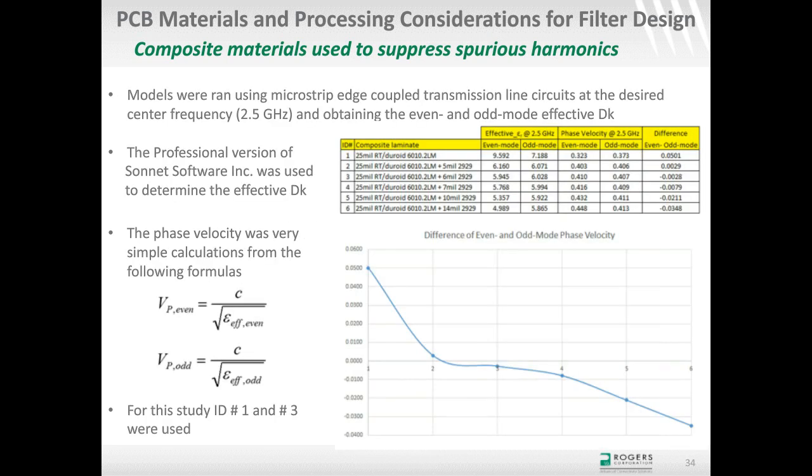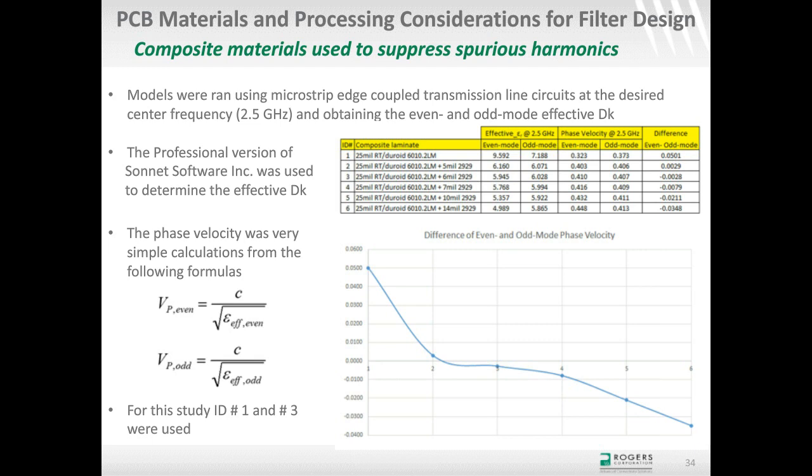So I did some modeling, and this is a result of some of that. What I did to begin with was use a simple microstrip edge-coupled transmission line, and I put that into the Sonnet software. From that, I got the effective dielectric constant in even mode and effective dielectric constant in odd mode, and then I used some pretty simple formulas for phase velocity, shown here below. From that, I tried to find out what the phase velocity was of even and odd mode, and I altered the construction until I got a pretty good match between even and odd mode phase velocities, where they were pretty close to being equal. And for the study, what I decided to do was use, in the table of information here, ID1 and ID3.